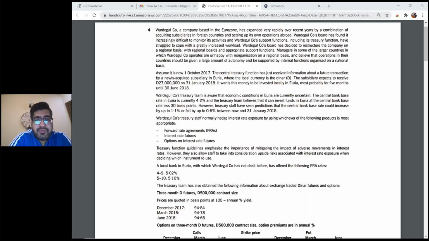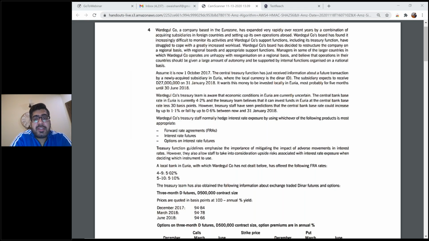The central treasury function has just received information about a future transaction by a newly acquired subsidiary in Urea, where the local currency is dinar. The subsidiary expects to receive dinar 27 million on 31st January 2018. It wants this money to be invested locally in Urea, most probably for 5 months until 30th June 2018.